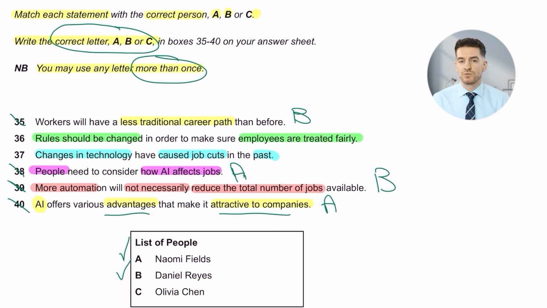Now, if this was the real test and you're about to run out of time, well, for 36 and 37, you could just quickly write C. But if you do have time, just quickly check, because when you're under pressure, when you're trying to do things quickly, you may make mistakes. So just quickly check, and that's what we'll do now, because this is obviously not a real test and we don't have the issue of time pressure. So let's have a look at Olivia Chen.